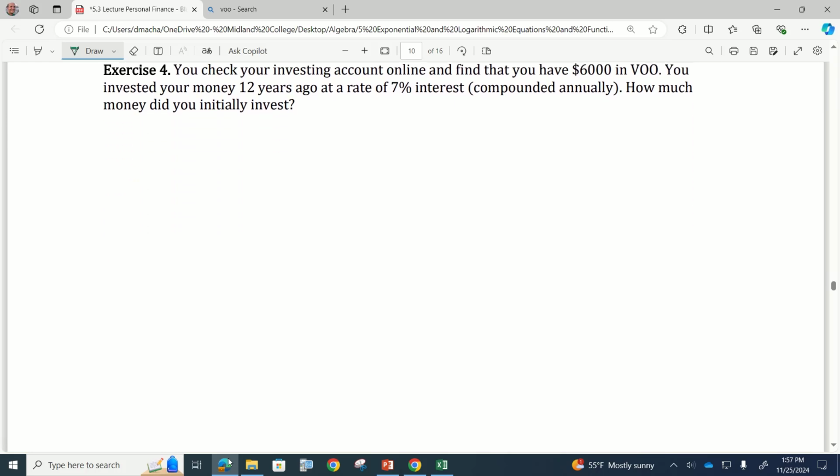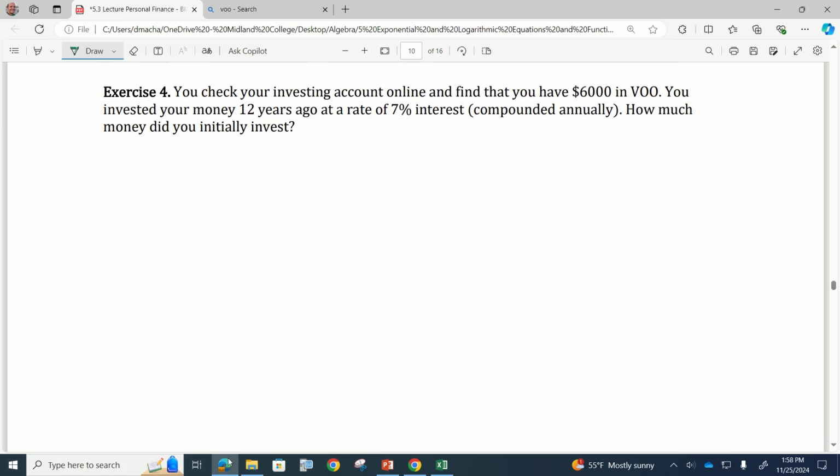So we've got some more question types, like number 4 says, suppose you just checked your investing account and you find that you have $6,000. You invested your money 12 years ago at a rate of 7% interest, compounded annually. Ooh. As soon as I see the words compounded annually, I'm going to write down this equation. Annually means n equals 1.